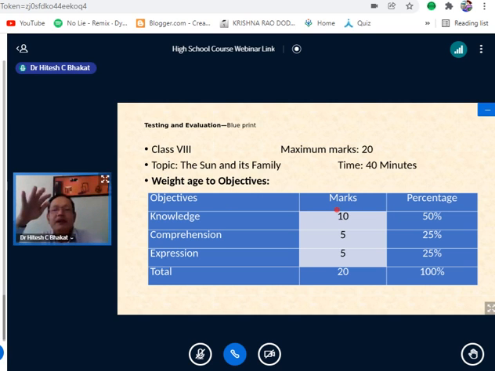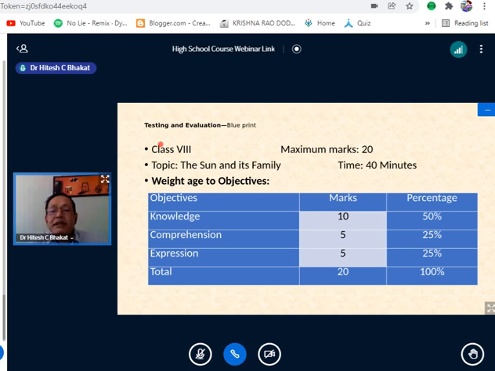Now again, the marks on knowledge questions are much more in lower classes, and the distribution of marks on knowledge questions at higher levels will be less, all right? Because first we give more emphasis on knowledge of all types, conceptual knowledge, procedural knowledge, factual knowledge, and then metacognitive knowledge, especially knowledge recall and recognition. Once they have sufficient knowledge, then we go on to comprehension and expression, all right?